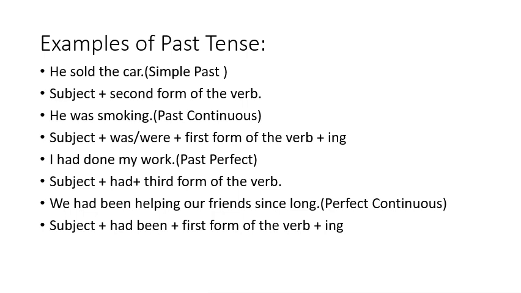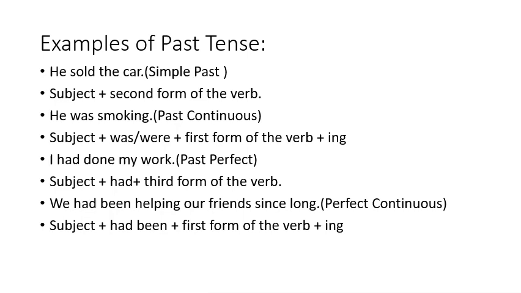Moving to the last one, past perfect continuous. Here we have the sentence, we had been helping our friends since long. So here the subject is we, followed by the helping verb had been, followed by the first form of the verb adding ing. Rest falls under object. So we find here the four forms of the past tense along with the structure of the sentence.